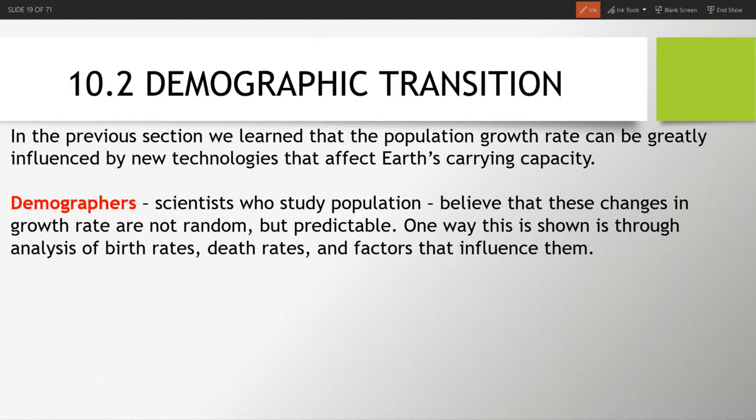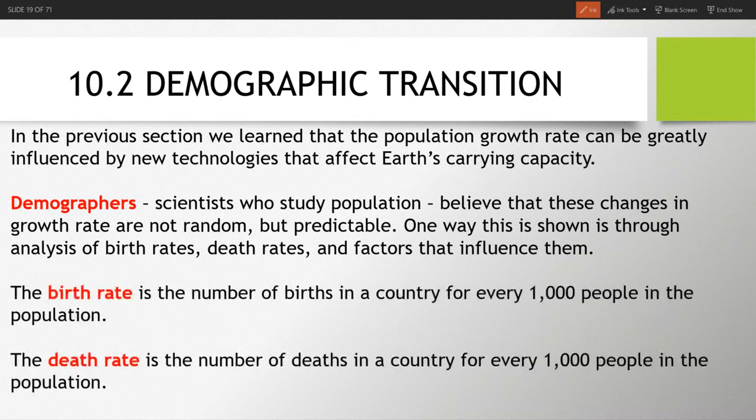In the previous section, we've seen how technology and science and new developments can affect Earth's carrying capacity, or the number of people who can be supported on the Earth's resources. In this outcome, we will look at how populations change, not just why.